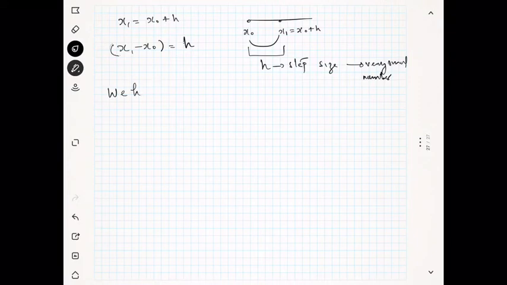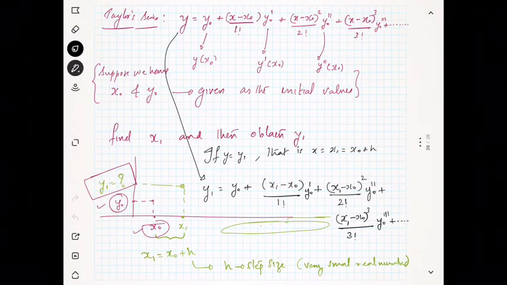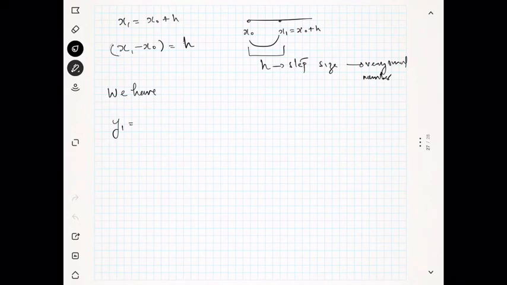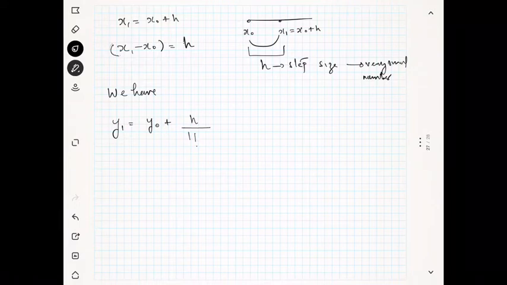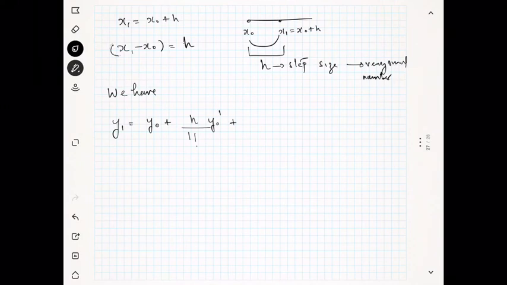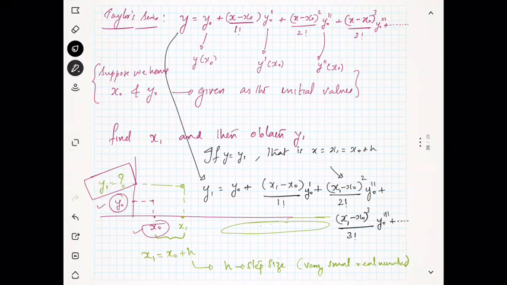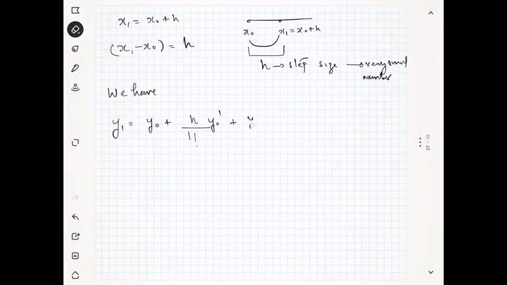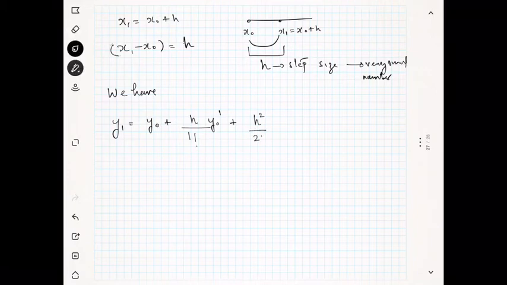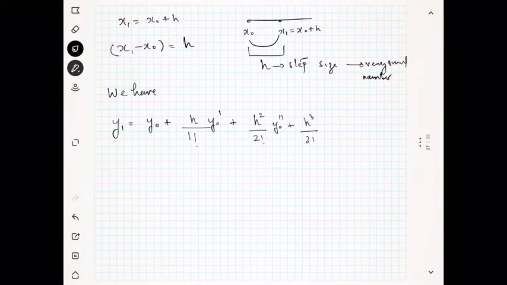So y1 is equal to y0 plus x1 minus x0, which is nothing but h, by 1 factorial into y0 dash, plus x minus x0 the whole square, which is nothing but h square, by 2 factorial into y0 double dash, plus h cube by 3 factorial into y0 triple dash, and so on.